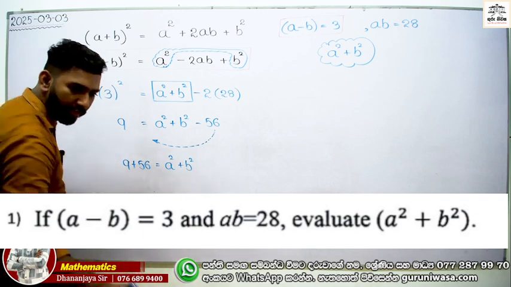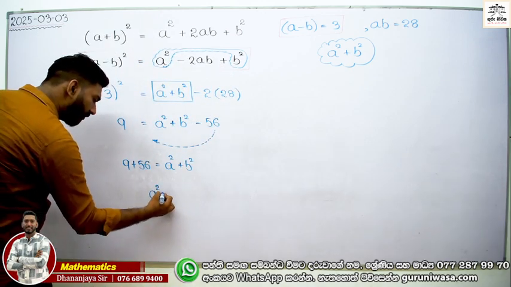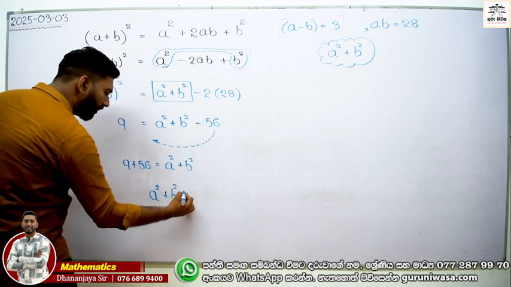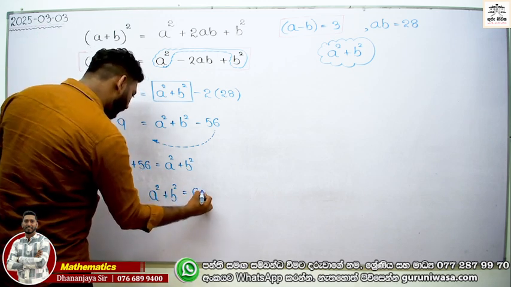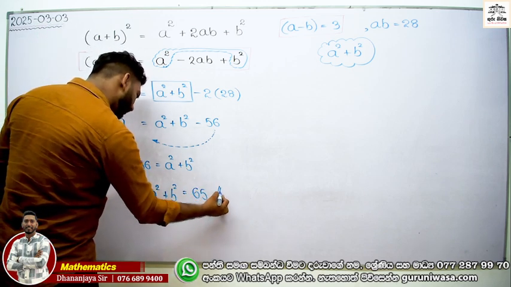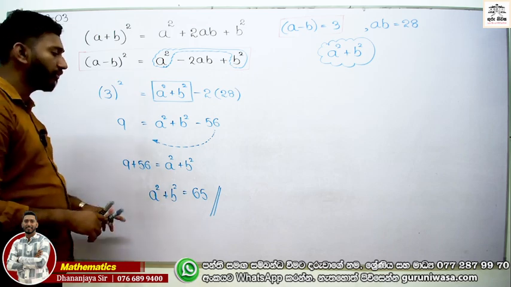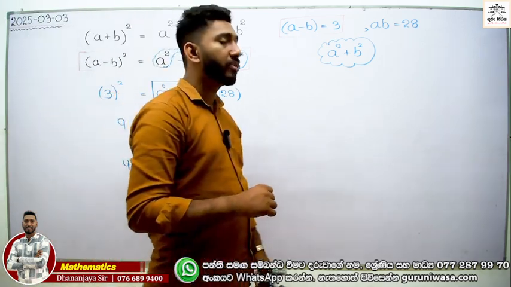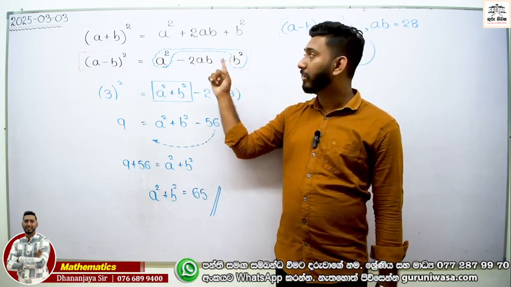Finally, a squared plus b squared equals 9 plus 56, which is 65. And this is the answer for a squared plus b squared. And this is a scenario about the square of the binomial expressions.